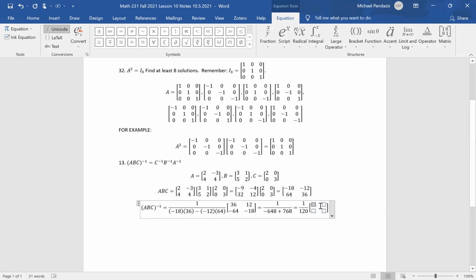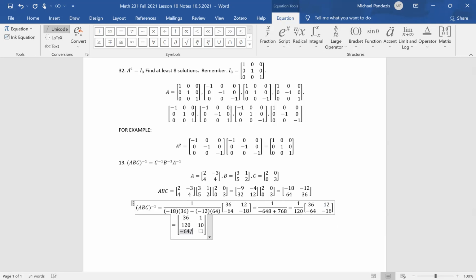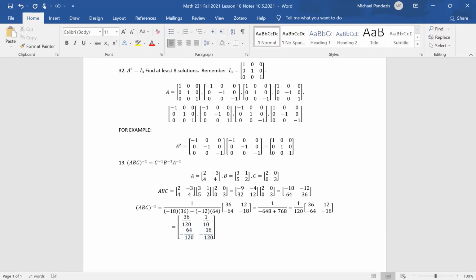so then you have times this matrix still. Just copy it. So it's 1 over 120 times this matrix, and that's equal to now the 2 by 2 matrix you get by dividing by 120 in every entry. So you have 36 over 120. You have 12 over 120, which is 1/10. You have negative 64 divided by 120, and you have negative 18 over 120. Okay, so that's ABC inverse.